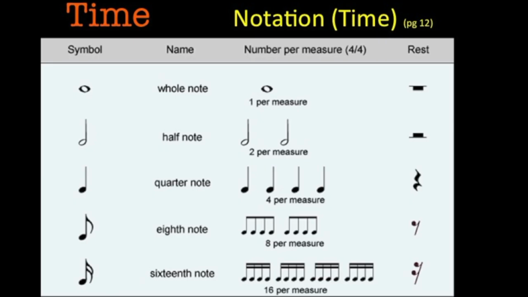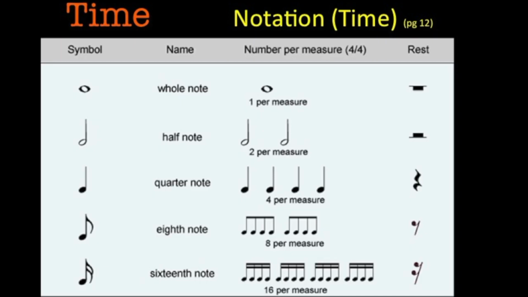Below the whole note, we have a half note on the left. And on the right, we have what looks like a hat. That is a half rest, which gets 2 beats of silence. On the left below the half note, we have a quarter note. The quarter note gets 1 beat. The symbol that looks like a squiggle on the far right, that is a 1 beat rest.